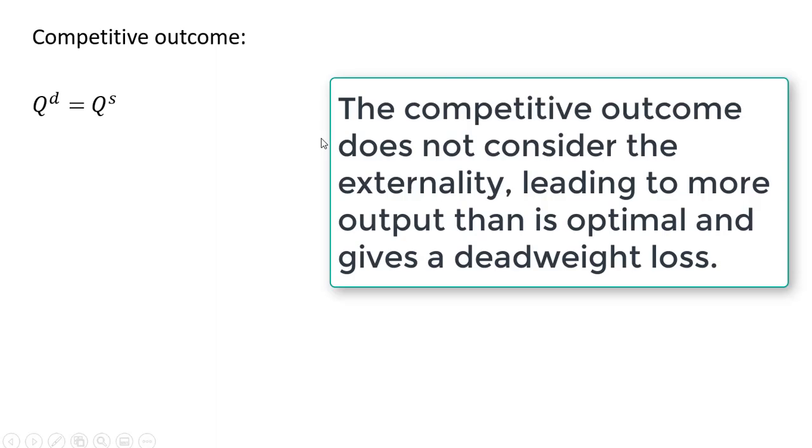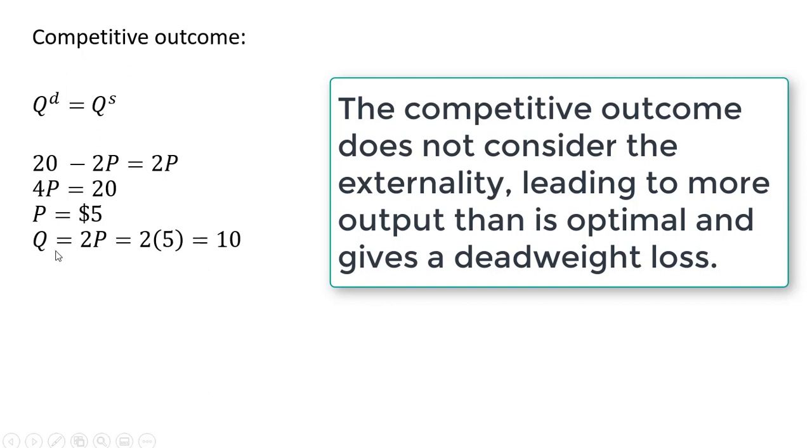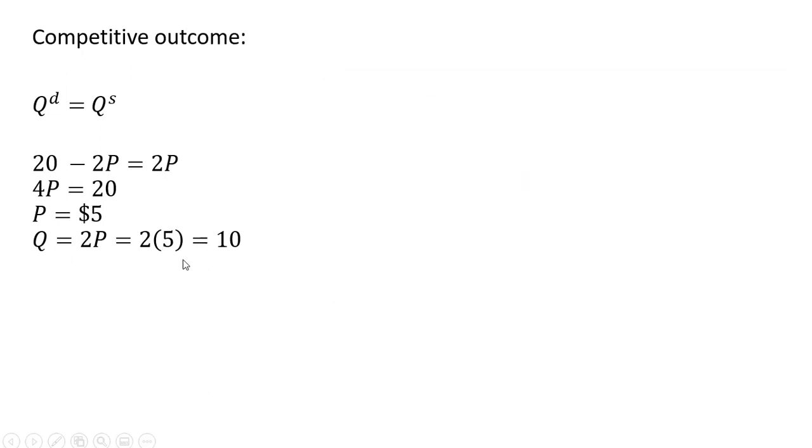So let's talk about the competitive outcome. We're going to set quantity demanded equal to quantity supplied. Solving for the price, we get $5, and plugging this $5 back into either the demand or supply equation, we get an equilibrium quantity of 10. So this outcome doesn't consider the externality.